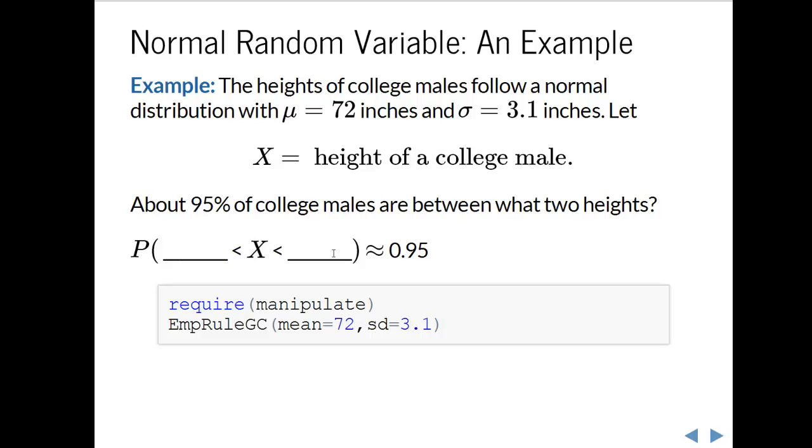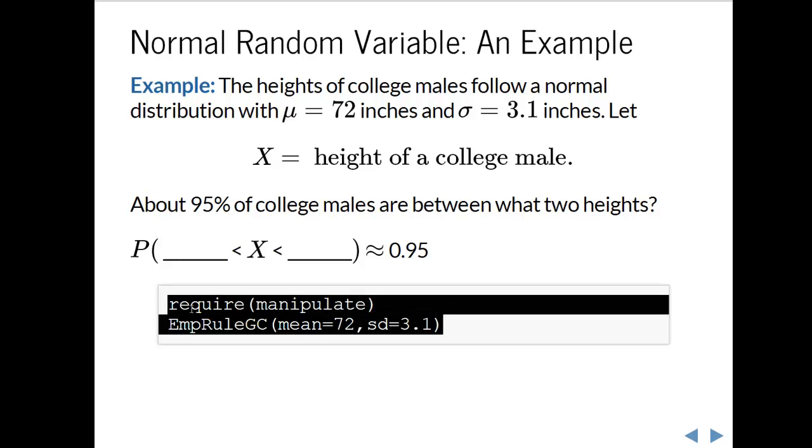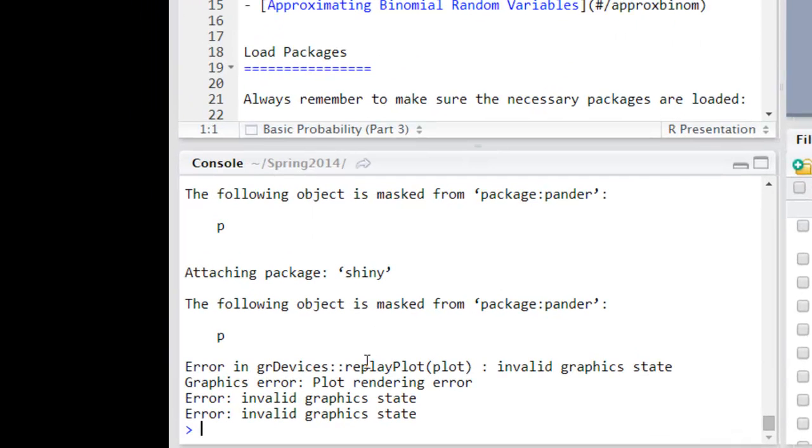When you see a problem involving 0.68, 0.95, or 0.997, you should immediately think of the 68-95-99.7 rule. The Empirical Rule GC app in R provides a nice visualization of this. So we'll input the mean of this distribution and the standard deviation and run this in R. So let's just select this code, and I will copy it, and then I'm going to click over to RStudio and come down here into my console and paste it.